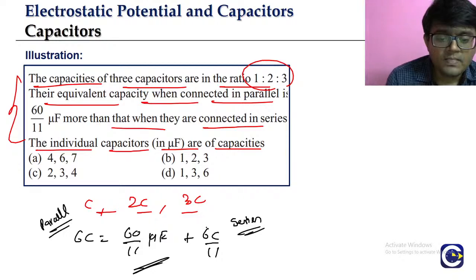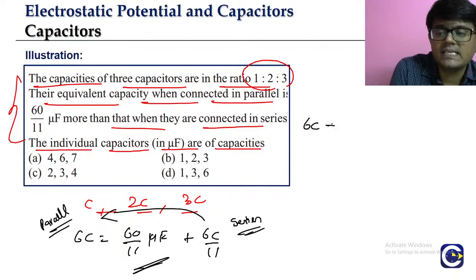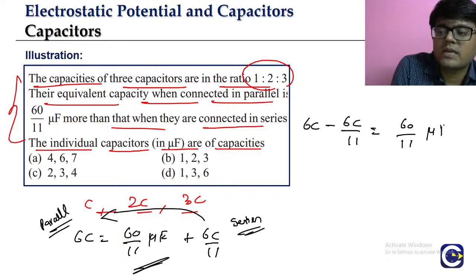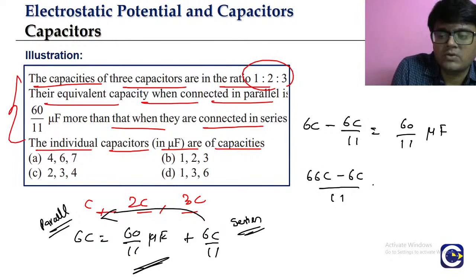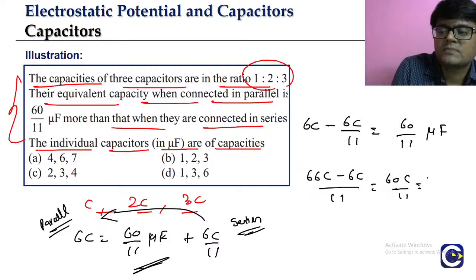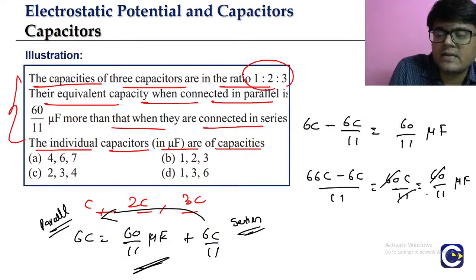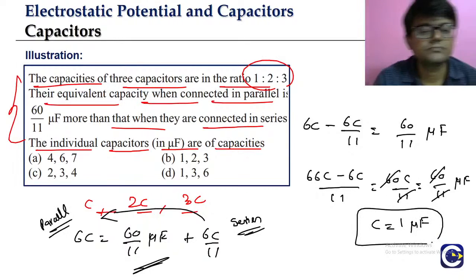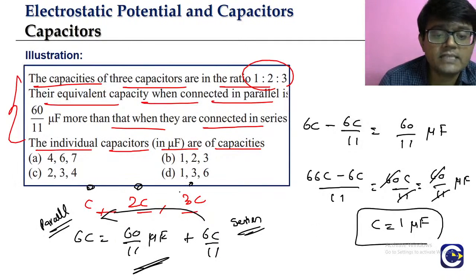Here, C is a variable, so we can take it to the left side. So 6C minus 6C/11 is equal to 60 by 11 microfarad. Taking the LCM, we get 66C minus 6C by 11, which is 60C by 11, equal to 60 by 11 microfarad. Here 60 cancels and 11 cancels. What is the C value? 1 microfarad. So C is 1 microfarad.